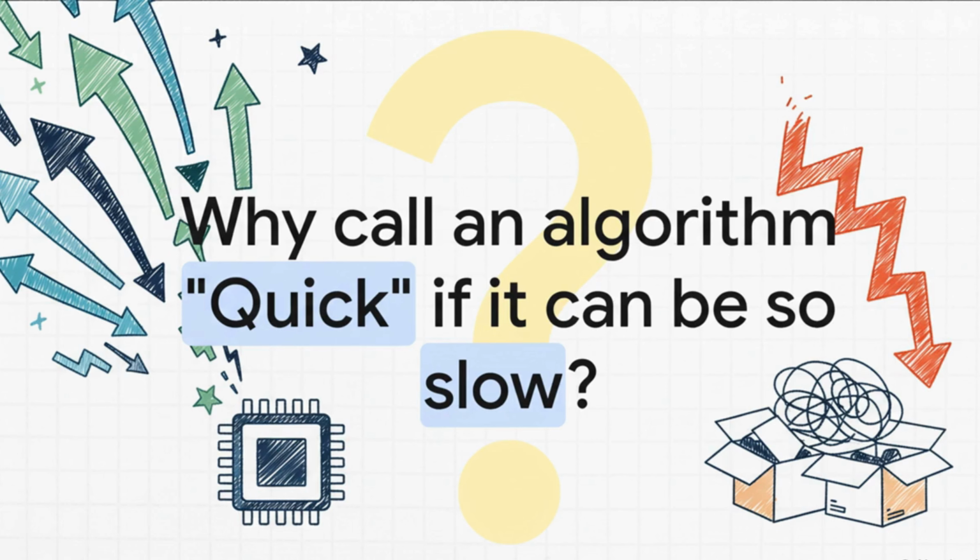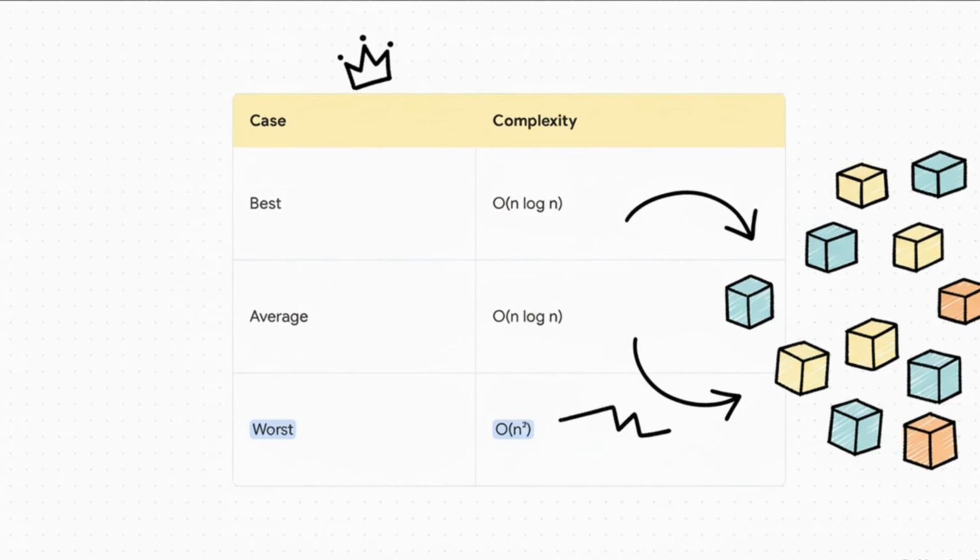It's kind of like calling a sports car the Flash, even though you know it has this weird tendency to just completely grind to a halt on a perfectly good road. So let's unpack that. Okay, so this table lays it all bare. The best and average cases, O of n log n. That is fantastic. That's the gold standard for comparison sorting. But then you look at that worst case, O of n squared. That is a huge red flag. I mean, that's the same performance as some of the most basic, notoriously slow sorting algorithms out there. So what is going on?